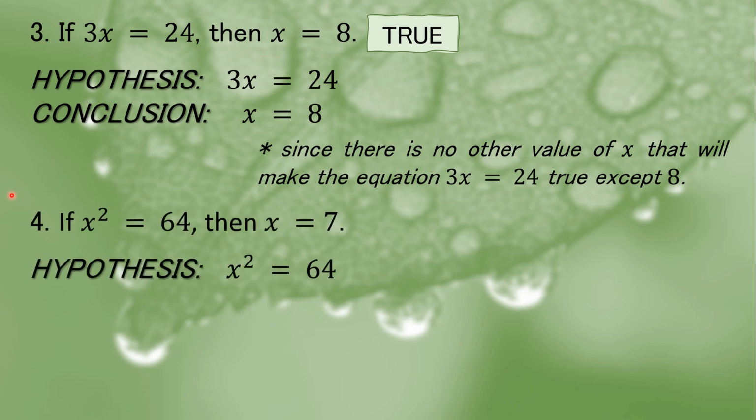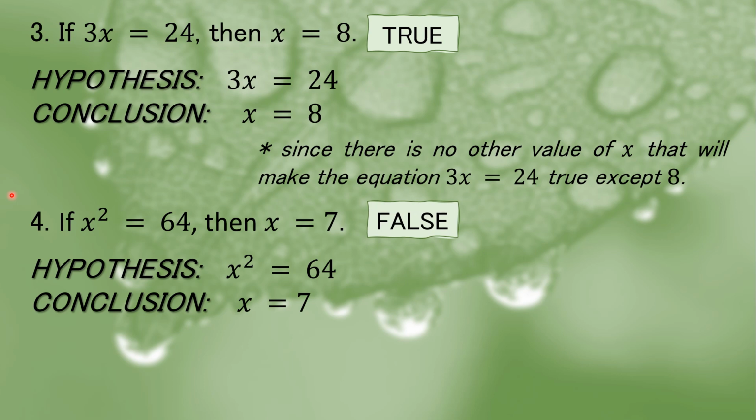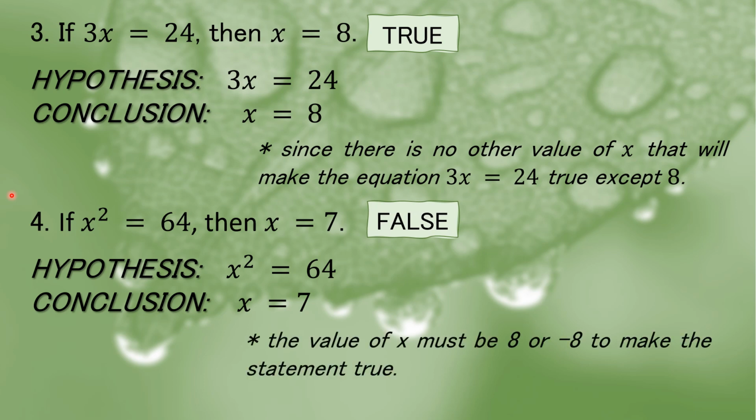Fourth example, if x squared equals 64, then x equals 7. So, ang ating hypothesis is x squared equals 64 at ang conclusion naman ay x equals 7. Ang ating conditional statement na ito ay false. Paano naging false? The value of x must be 8 or negative 8 to make the statement true. Dahil kapag in-square natin ang 7, 7 times 7 is 49. So, it is false. Pero kung ang value ng x dito ay 8 or negative 8, 8 squared is 64, negative 8 squared is also positive 64.